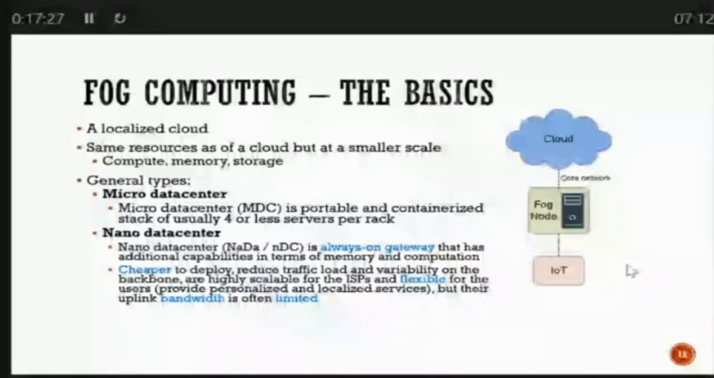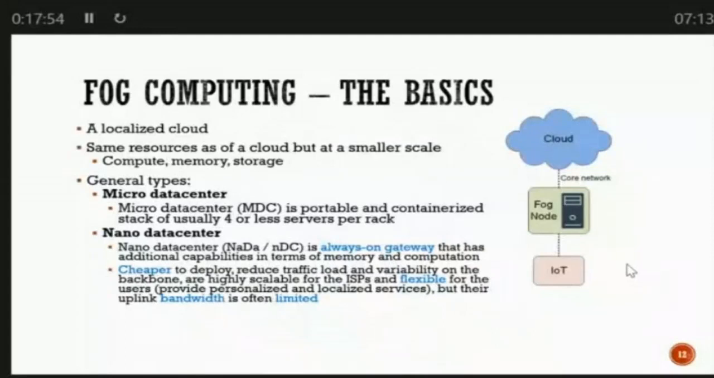The other difference is, since fog caters for a smaller number of users, the scale of those resources is very small. Compared to a cloud, the resources provided by a fog are not practically infinite. They are limited resources. Generally, fog has 2 types. One is micro data center. In case of micro data center, you are talking about a few hundreds of customers.